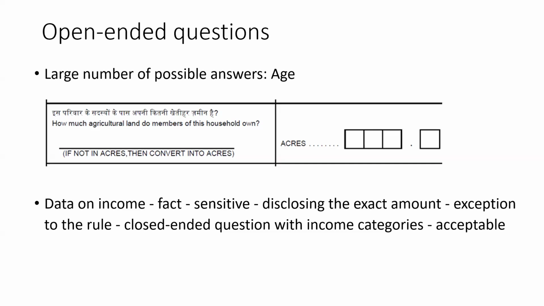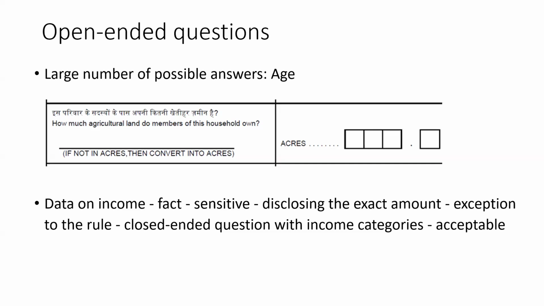Similarly, this is another example from the NFHS tool. How much agricultural land do members of this household own? So this is factual data, it is simple data. We are not able to predict what the answers will be unless you really put them into some categories, which you do not want to do at the beginning of the study. Then you will design this as an open-ended question.